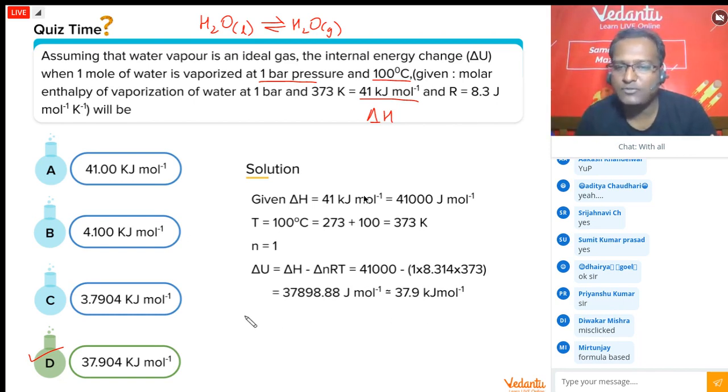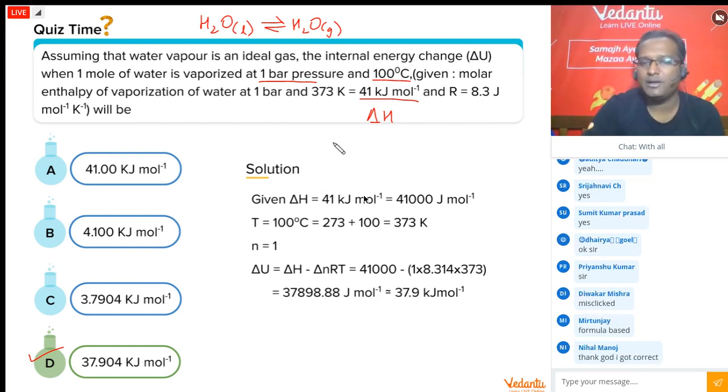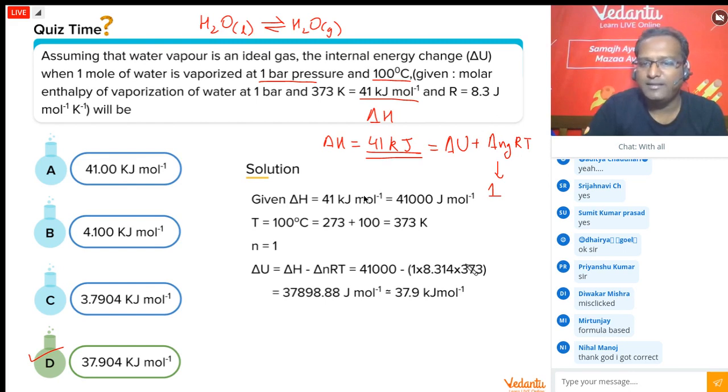There is a shortcut also if you want to avoid all calculation, but you have to be smart enough to do it correctly. डेल्टा एच का वैल्यू आया है 41 किलो जूल, and this is equal to delta U plus delta n_g RT. Now delta n_g is 1, it is basically 1. T is 373 and R is 8.3. It is understood that even if I multiply these two numbers together, I will not get a number as big as this.